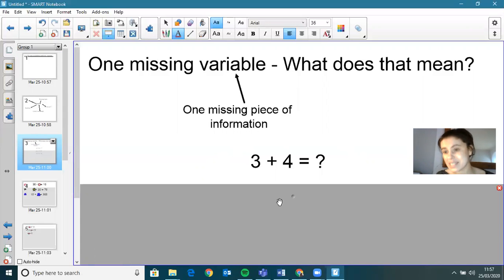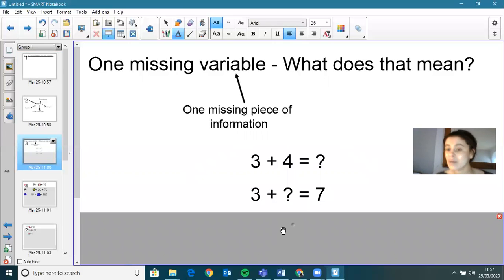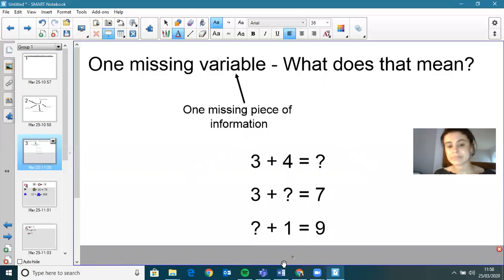Missing variable is 7. It might, however, look like this. So 3 plus something equals 7. Well, we could do the inverse. That question mark must be 4. Okay, so the question mark in this calculation here must mean 4.